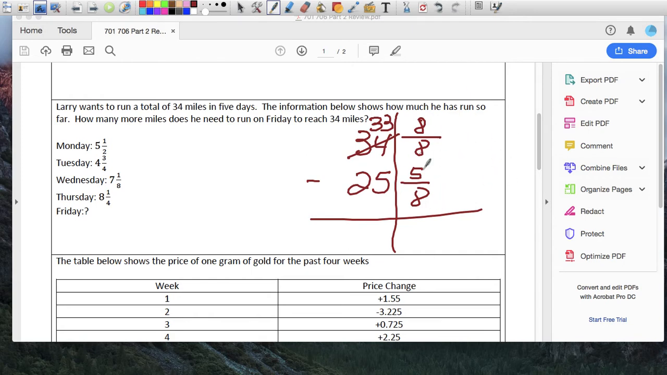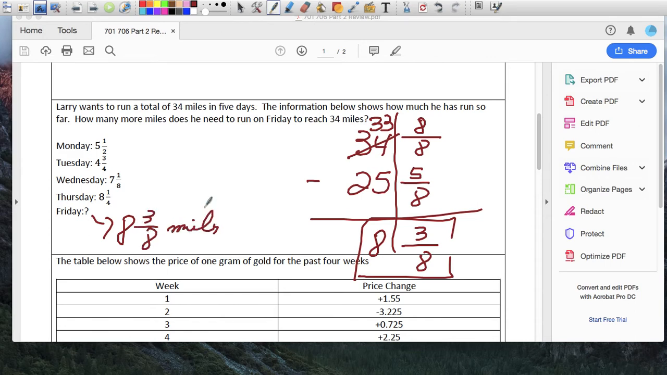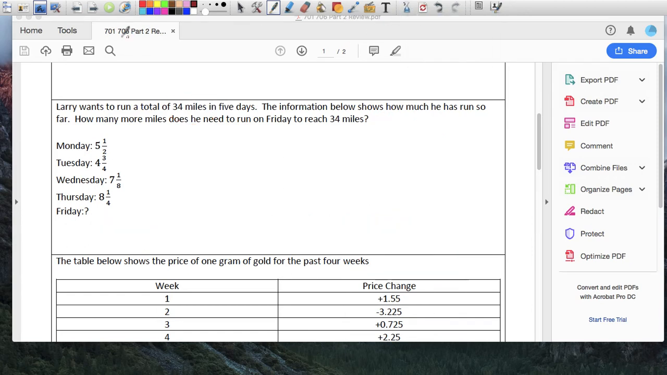Now I can subtract. 8 minus 5 is 3. 8 is my denominator. 8 is 8. 33 minus 25 is what? It's 8. So my final answer is 8 3/8. So on Friday, this gentleman needs to run 8 3/8 miles to reach his goal of 34. Okay. By God, I hope this is being recorded.